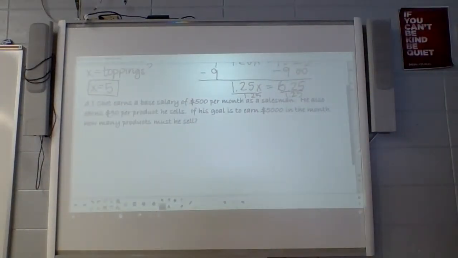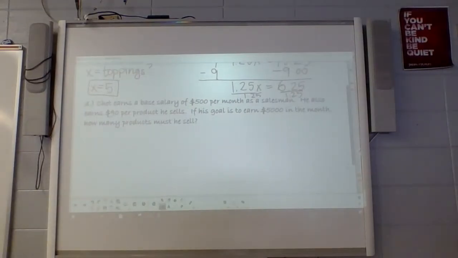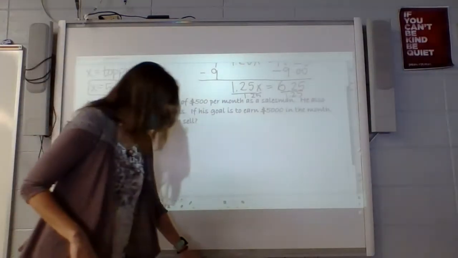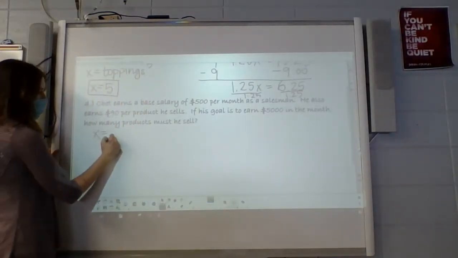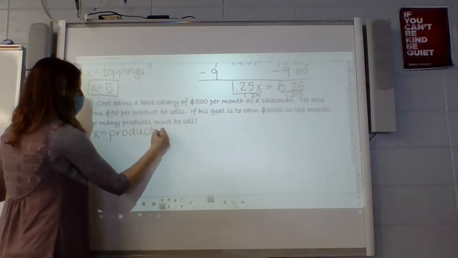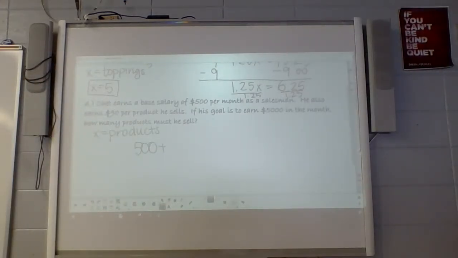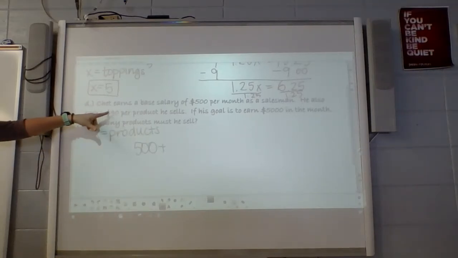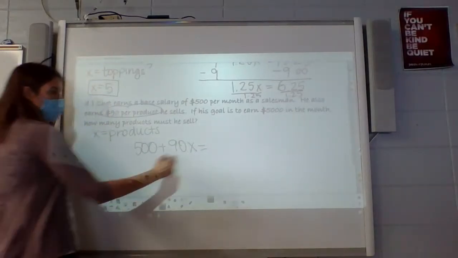So this again is a real life scenario. When they talk about commission for a salesperson, it's how much they actually sell. So whatever this product is, we don't know how many products he has sold or wants to sell yet. And again, he makes $500 if he doesn't sell anything at all. So if he just sits in his office and doesn't sell anything, he makes $500. But he would like to make $5,000. So he's got some work to do. $90 per product, so it's going to be 90x. We want it to equal 5,000.